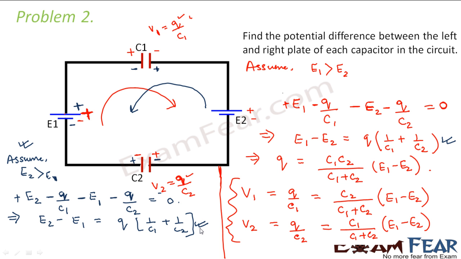To start solving such problems, if you have multiple battery sources, first you assume that the value of one battery is the highest. That battery will dominate. In this case, whichever I assumed higher will dominate, right? Suppose I assume this battery is higher: if this is positive, it will make this positive, and if this is negative, it will make this negative. Similarly, if this battery has the higher value, then if it is positive, it will make the nearer plate positive, and this will make this negative. So whichever is higher, that battery will dominate.